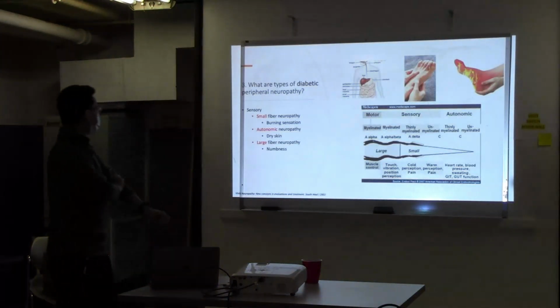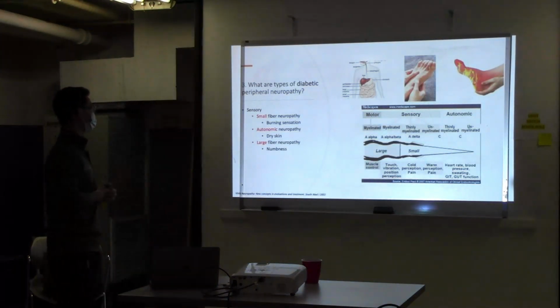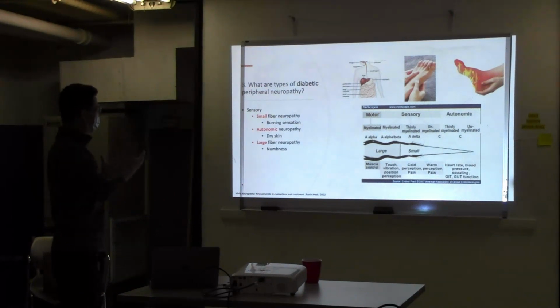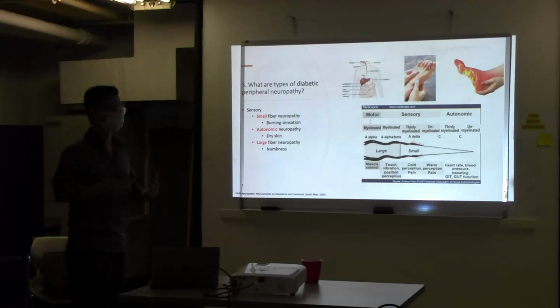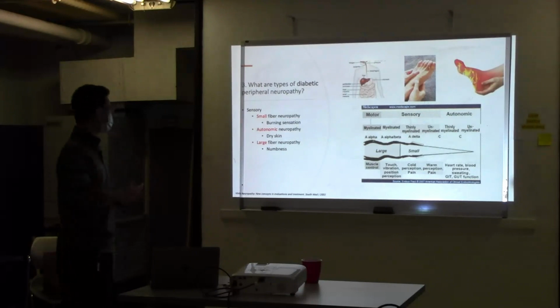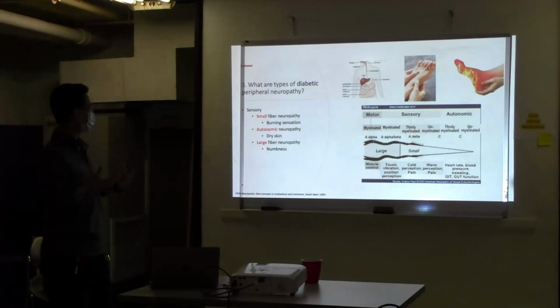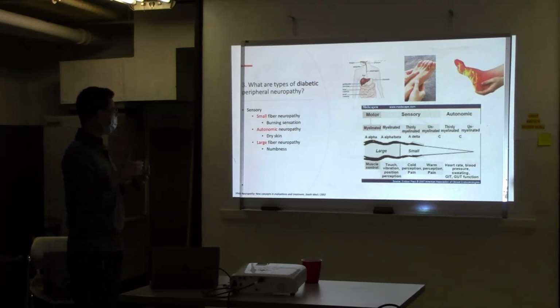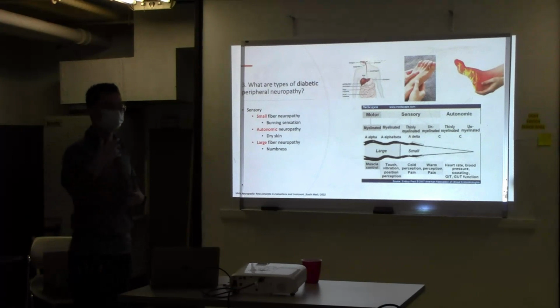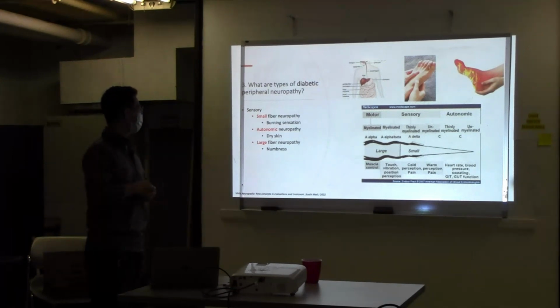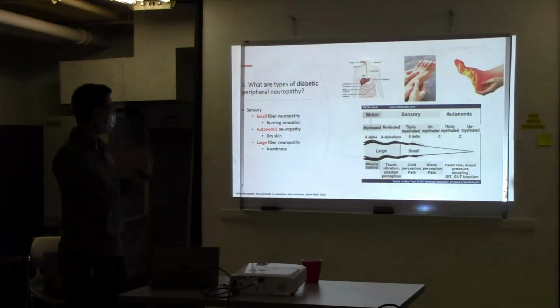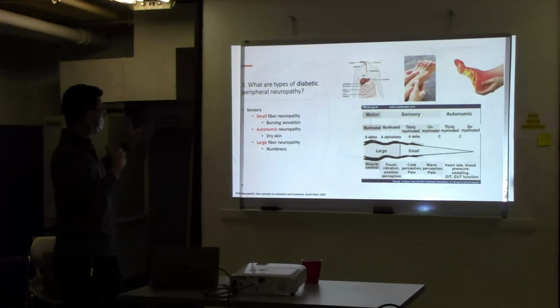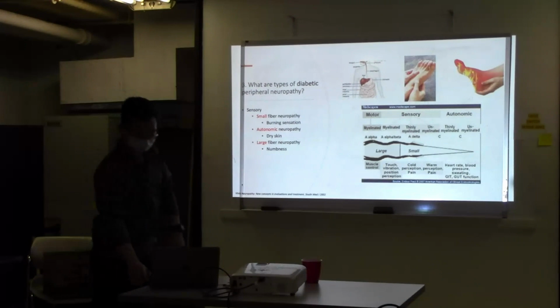And so what are the types of diabetic peripheral neuropathy? There are different types. Large fiber neuropathy is where you'll feel numbness and tingling, and small fiber neuropathy is a burning sensation. With autonomic neuropathy you'll probably see the patient with dry skin, xerosis. Those are the common presentations of the different types of neuropathy, as you see on the right in the pictures.